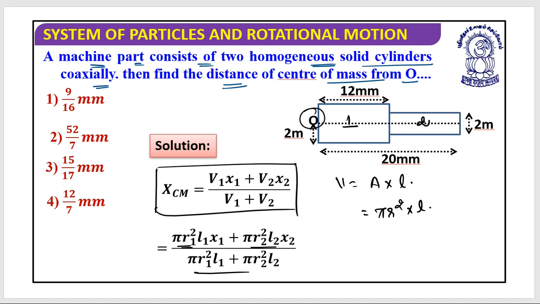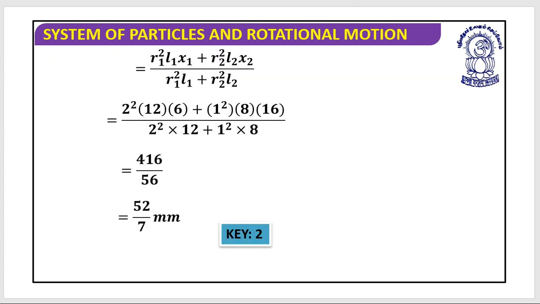So if I just try to solve this a little, this pi could be taken as common, and that could be cancelled. Yes, so I have been left with r1 square l1 x1 plus r2 square l2 x2 divided by r1 square l1 plus r2 square l2. I hope this is clear.